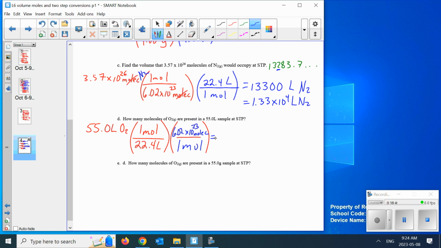So 55 divided by 22.4. Divide by 22.4 times 6.02. That's 2 digits, yep. 1.48. Rounded properly here. Times 10 to the 24 molecules of oxygen.